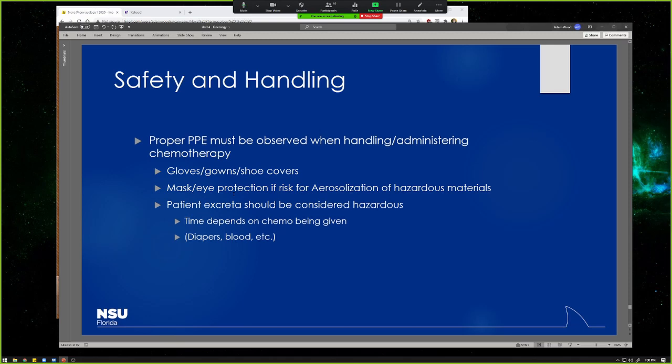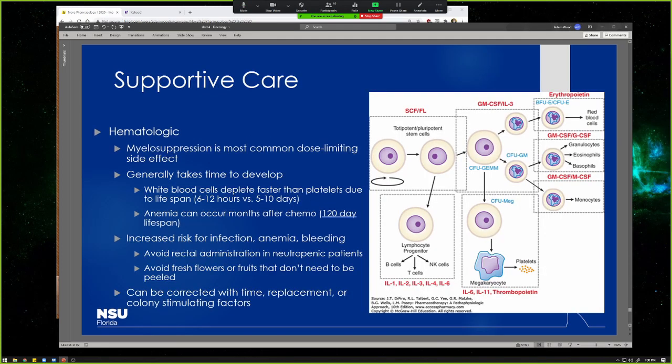But anyway, you also want to consider that patient excretions can also be toxic, right? We would consider these to be hazardous. A lot of it depends on when the last time the medication was given, but that can include blood, say if you're going for blood draws, or diapers, so urine can be a potential exposure there. So these are all things you want to be careful of, because you got to take care of yourself. Otherwise you can't take care of your patients, right?